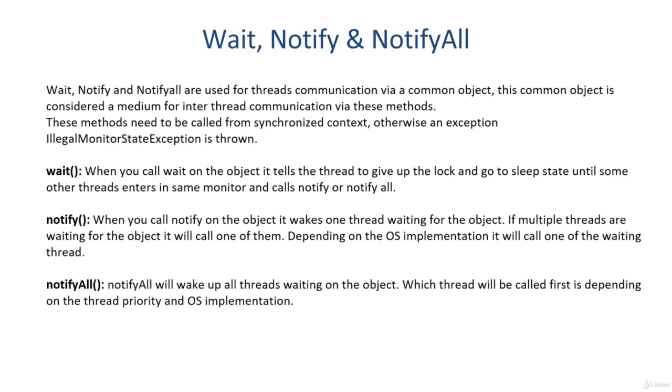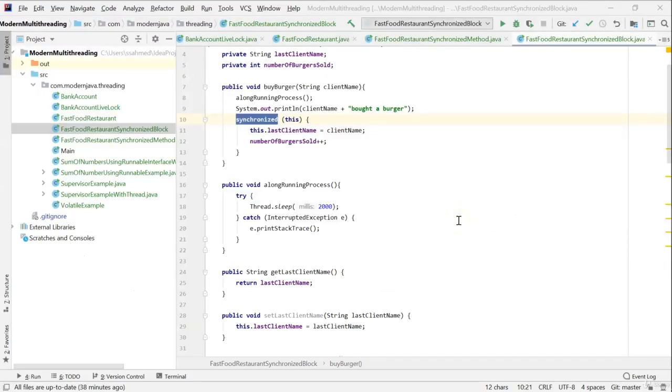Notify all. Notify all will wake up all threads waiting on the object. Which thread will be called first depends on the thread priority and operating system implementation. So now we'll be looking at the implementation of wait, notify, and notify all.